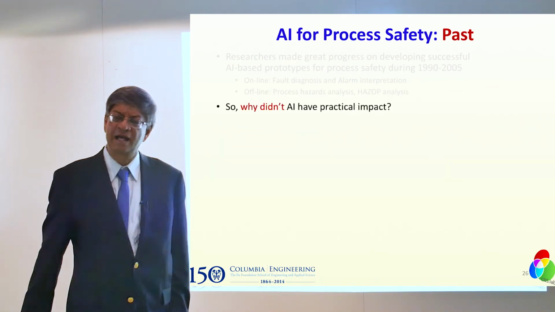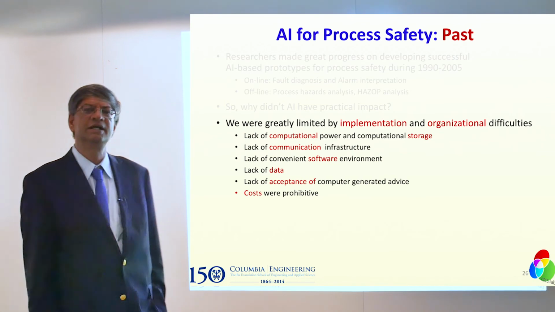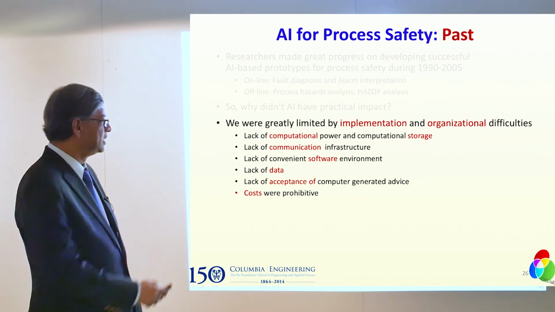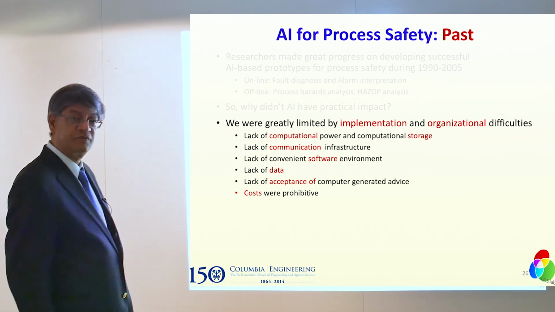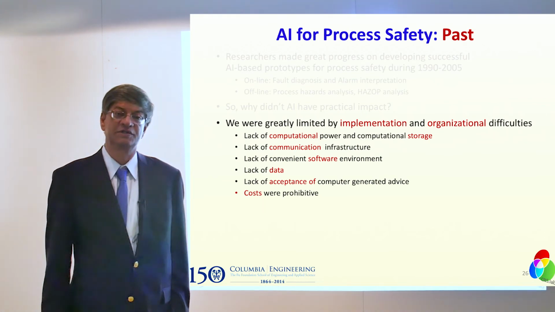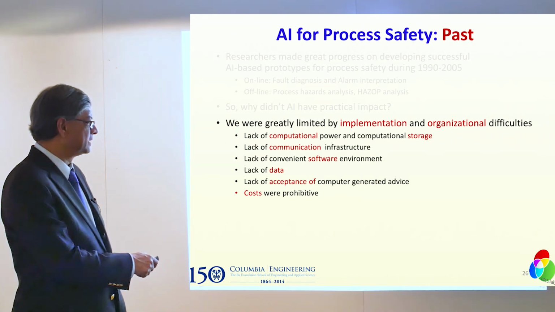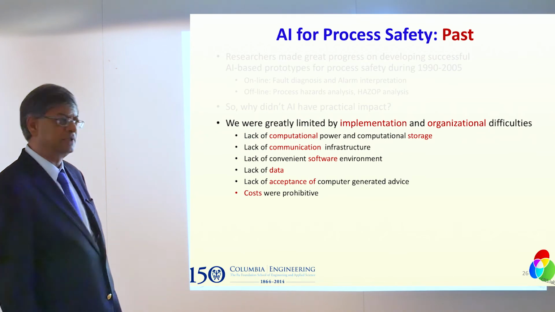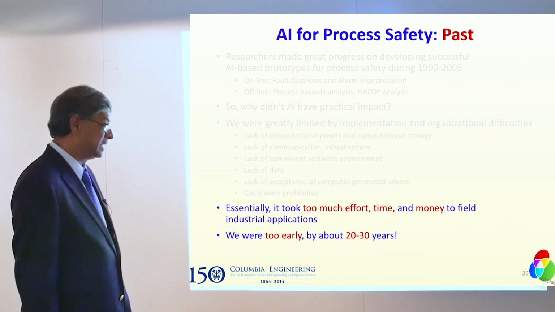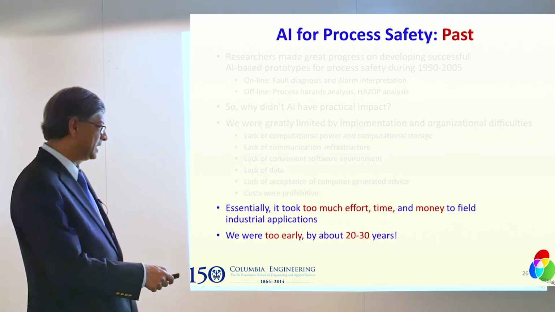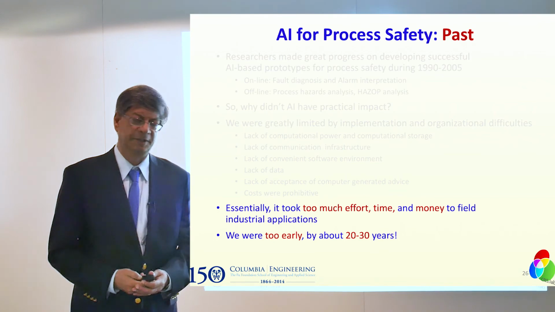But why didn't AI then have a big impact in the industry? As I mentioned, it's due to mostly implementational and organizational difficulties. We simply didn't have the computational power in those days, and the storage. Communication infrastructure was largely absent. The software environments were much harder to work with compared to what is available now. There was a lack of data, and there was resistance to computer advice from people, and of course the costs were prohibitive. It just took too much time, effort, and money to field industrial applications in those days. And like I said, we were about 20 to 30 years too early.